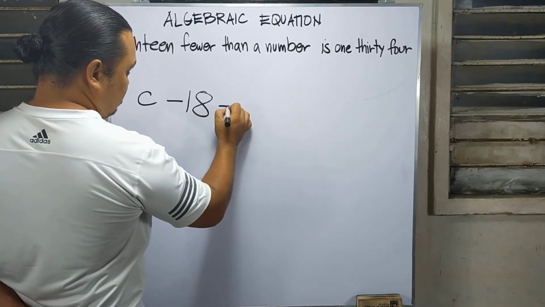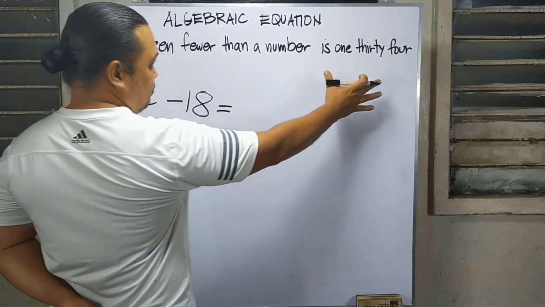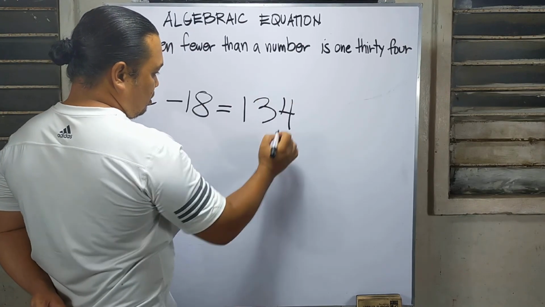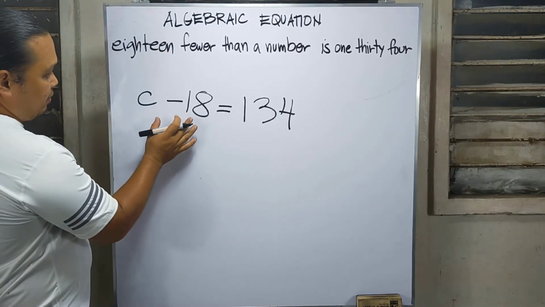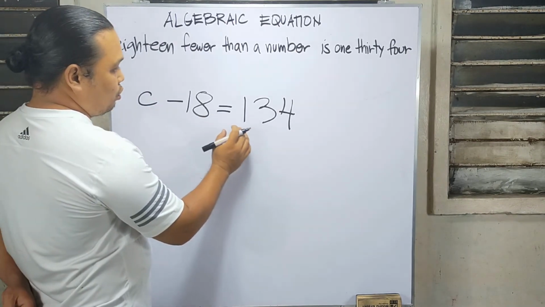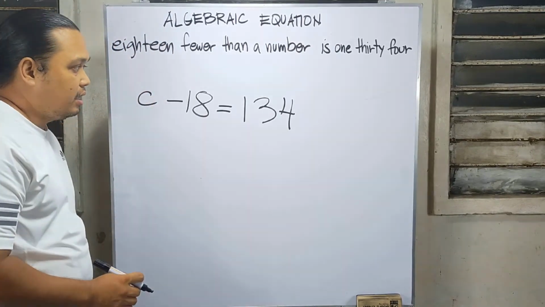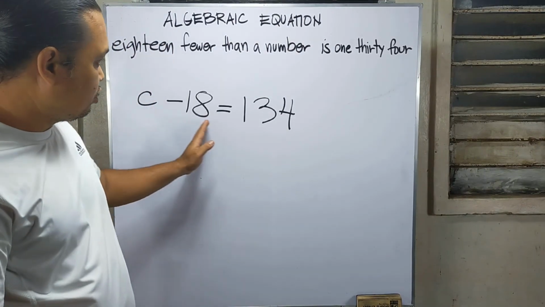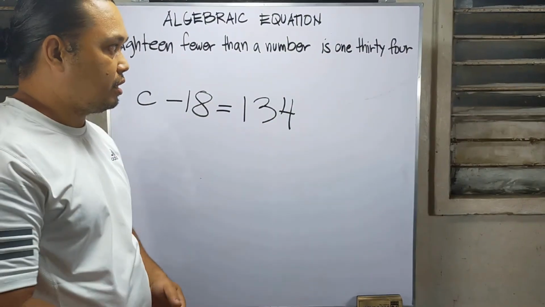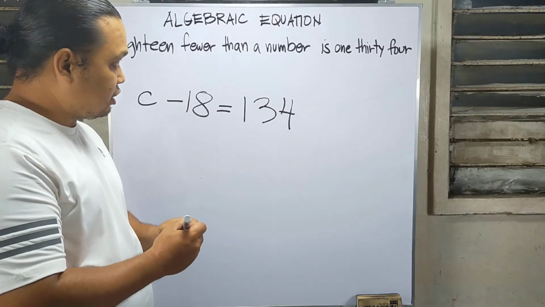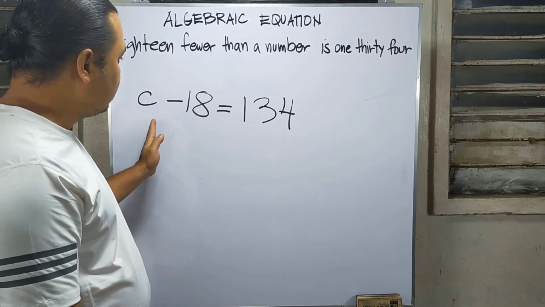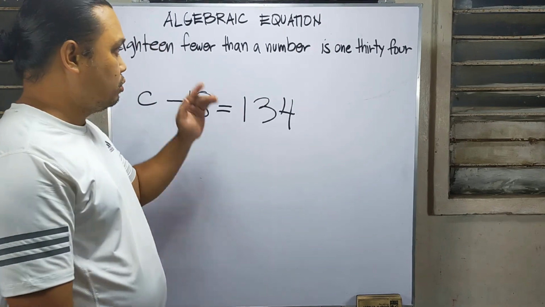Then this is an equal sign, and 134 here is our answer. Okay? 134. Now, 18 fewer than a number, which is C here, is equal to 134. Okay? And this will be our algebraic equation for our word phrase here. Now for our next example, we are going to translate an algebraic equation into a word phrase.